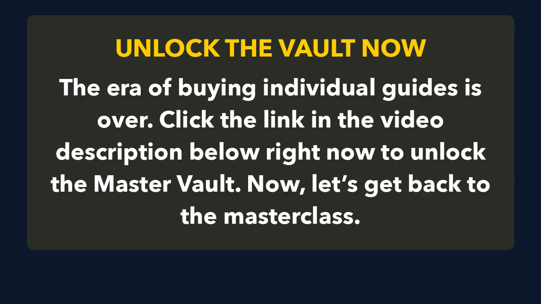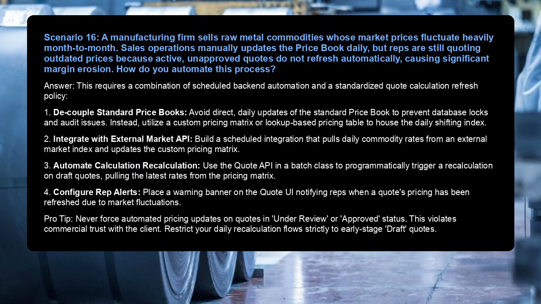Now, let's get back to the masterclass. Scenario 16. A manufacturing firm sells raw metal commodities whose market prices fluctuate heavily month to month. Sales operations manually updates the price book daily, but reps are still quoting outdated prices because active, unapproved quotes do not refresh automatically, causing significant margin erosion. How do you automate this process?